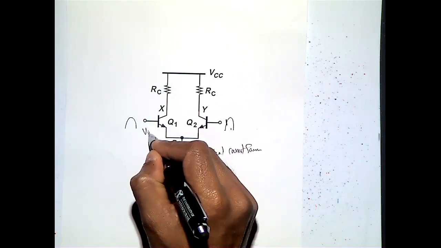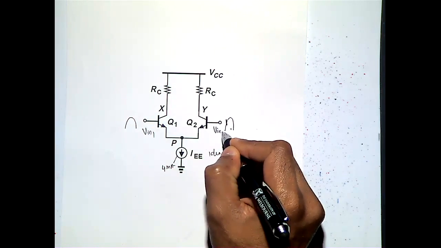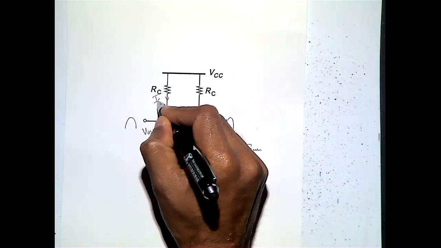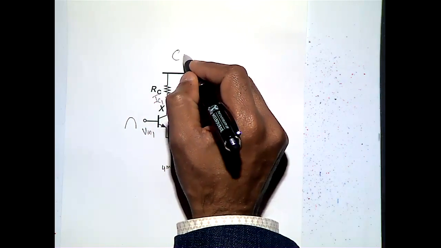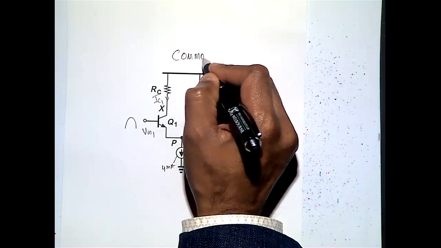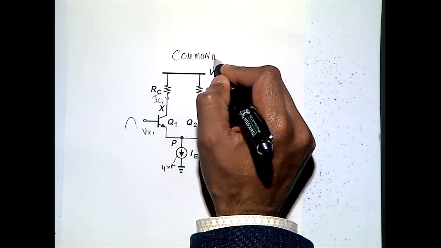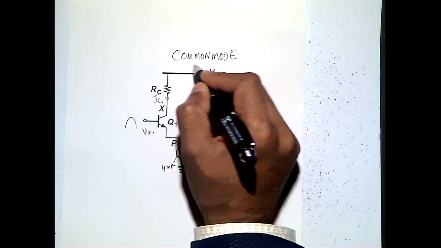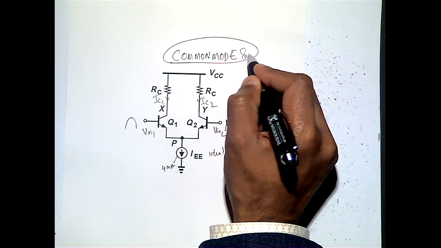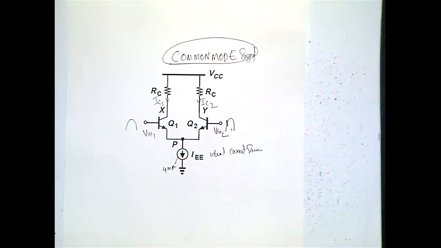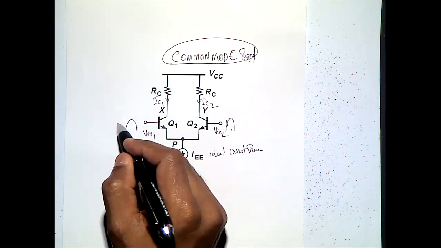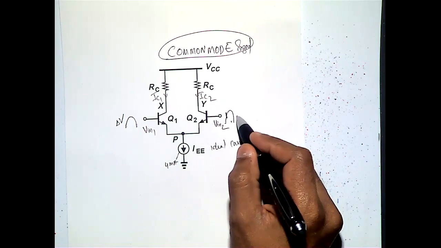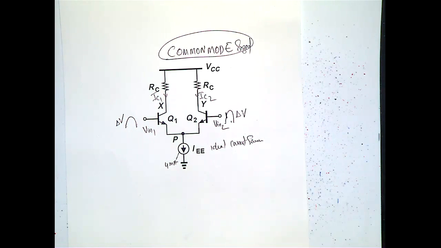So this is my Vin1, this is my Vin2, and then this is IC1, this is IC2. So this is a common mode signal, because I am connecting here one signal that is increasing, that is delta V. And then here also, at the same time, delta V is increasing.